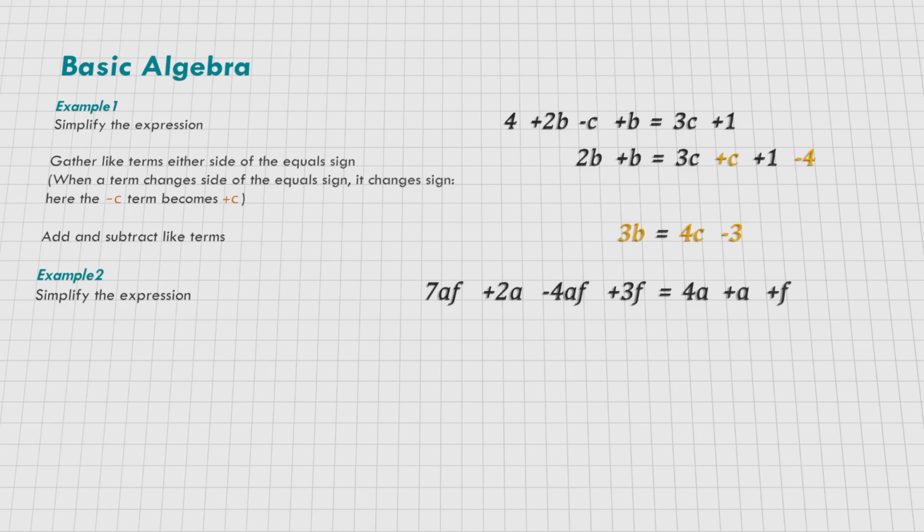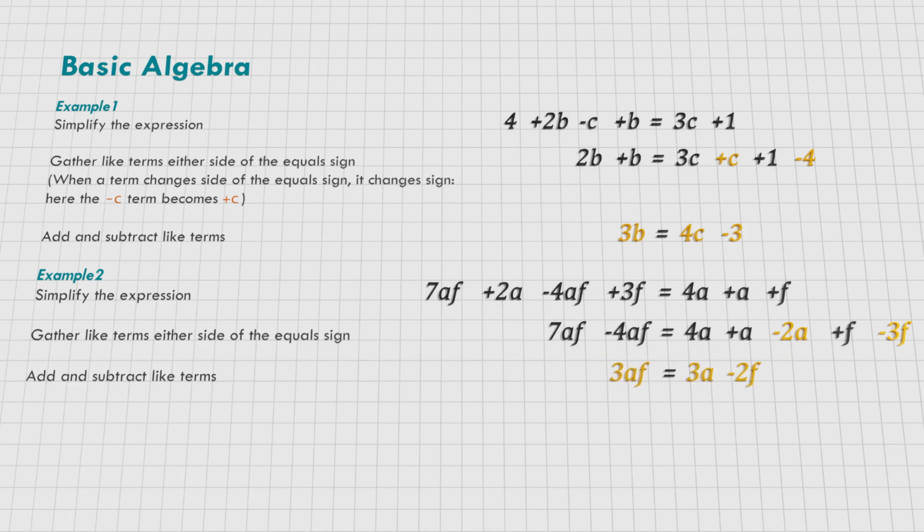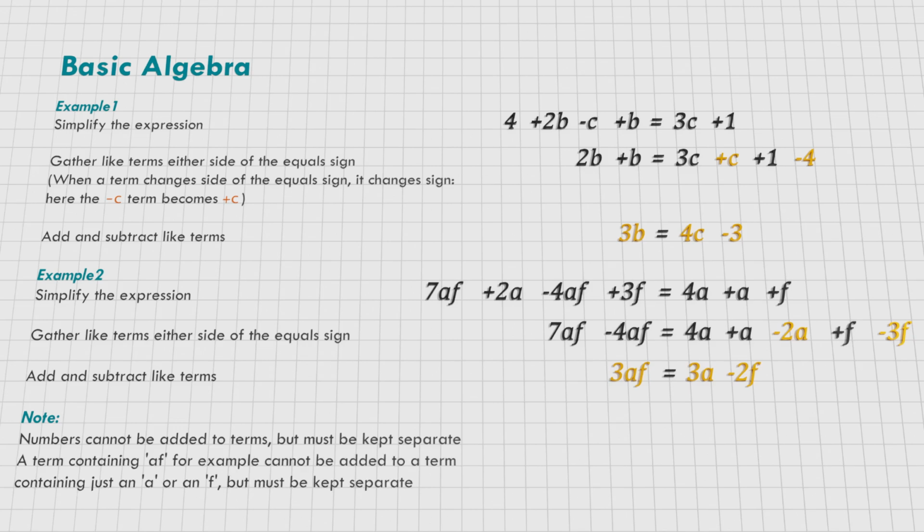Simplify this expression. Gather like terms either side of the equal sign. Add and subtract like terms. Numbers cannot be added to terms, but must be kept separate. A term containing AF, for example, cannot be added to a term containing just an A or an F, but must be kept separate.